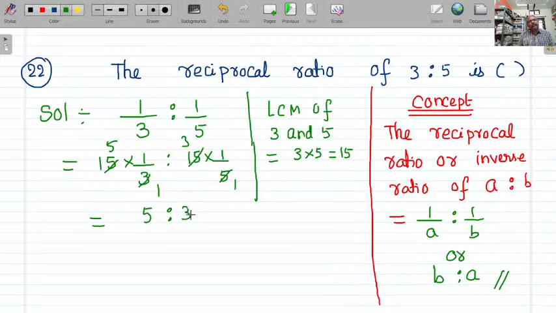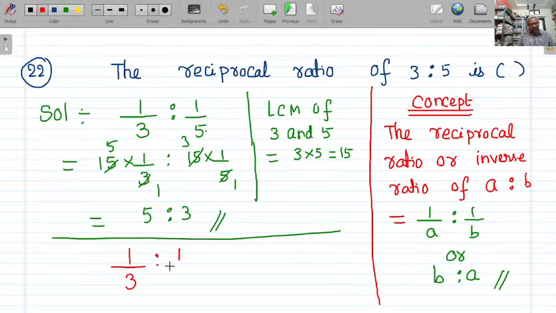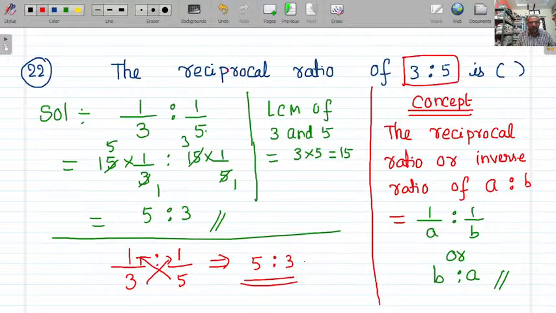So now we can conclude. Instead of writing all these steps, 1 by 3 is to 1 by 5 is nothing but 5 is to 3. We can also cross multiply, a very simple method. For example, 1 by 3 is to 1 by 5, simply cross multiply like this, equal to 5 is to 3. So directly we can write: the reciprocal ratio of 3 is to 5 is 5 is to 3. I hope it's very clear to you.